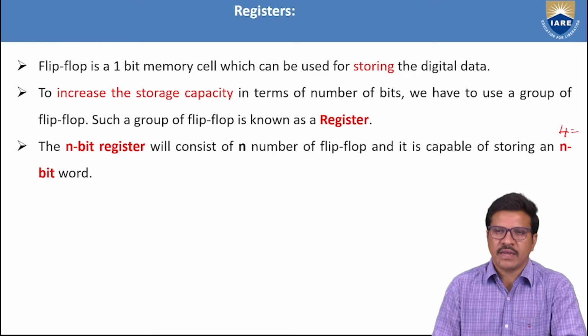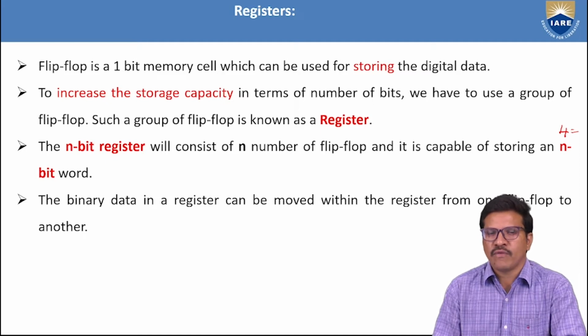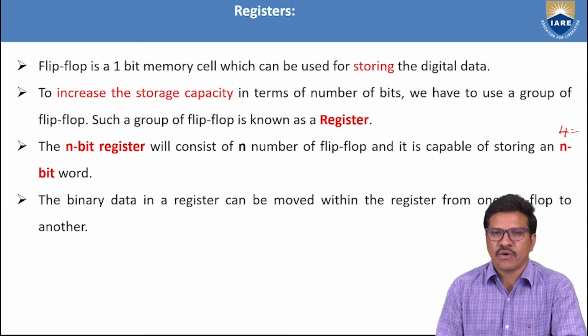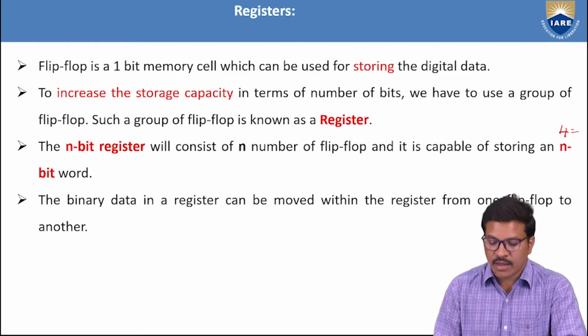So if you want to store n-bit information in our register, we can prepare an n-bit register with n flip-flops. The binary data in a register can be moved within the register from one flip-flop to another flip-flop. This transfer of binary information from one flip-flop to another can be from left to right or from right to left. Based on that, we call the register a shift register.